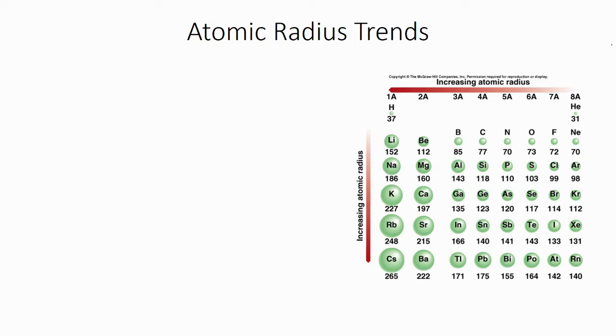Okay. So here is a periodic table. As we go across a group, so we've got a row or a period. So a period is a row here and a group is a column.